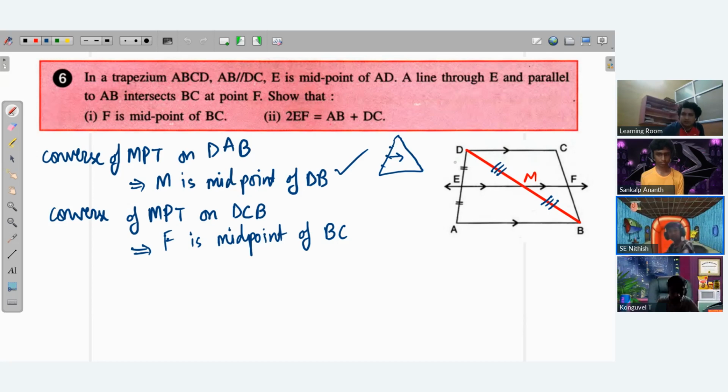Now I can put something like this also. Now what about the second part? This is done. What don't you understand about the second question, the third part?